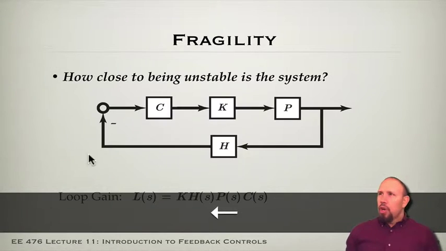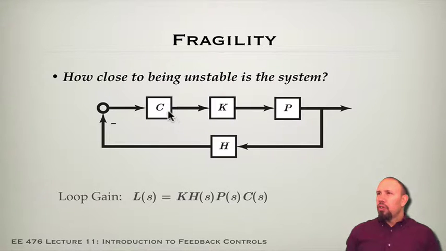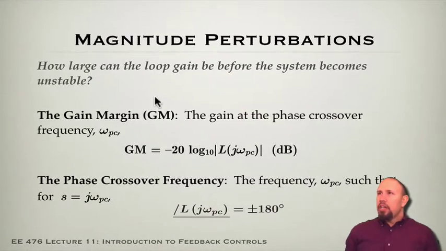So let's suppose we've designed a controller that takes into account K and H and C. For example, we would have chosen a C to control a system that had a K and an H. The K, for example, might be a power amplifier. The H might be a sensor, and each of these has its own transfer function. And now we're designing a controller to control all of that. So suppose we've designed a controller to make this thing stable. Then the question is, how large can the loop gain be before the system becomes unstable?